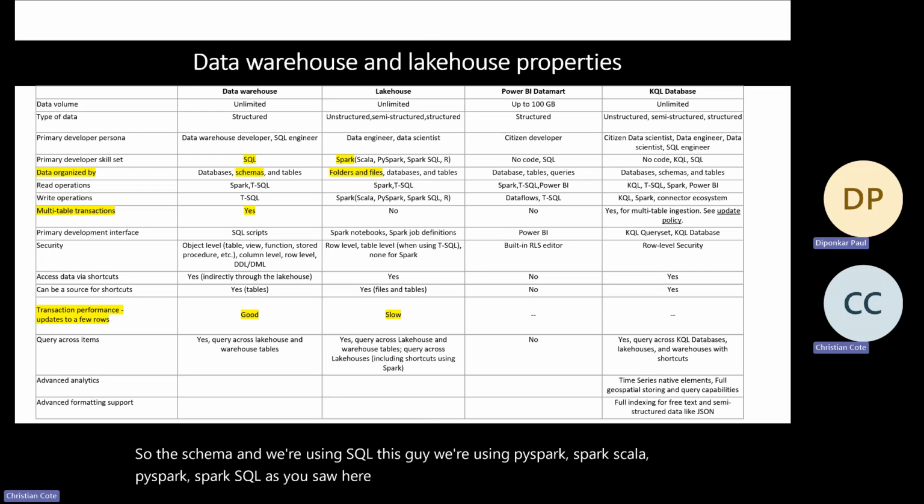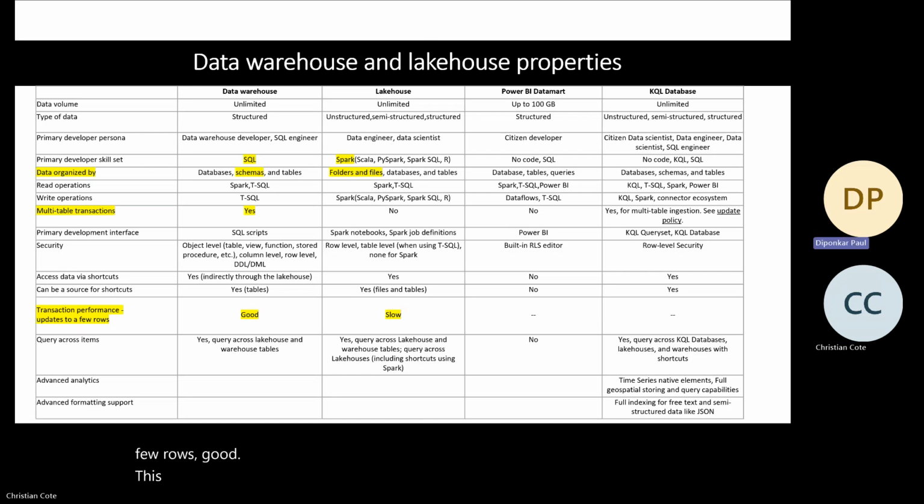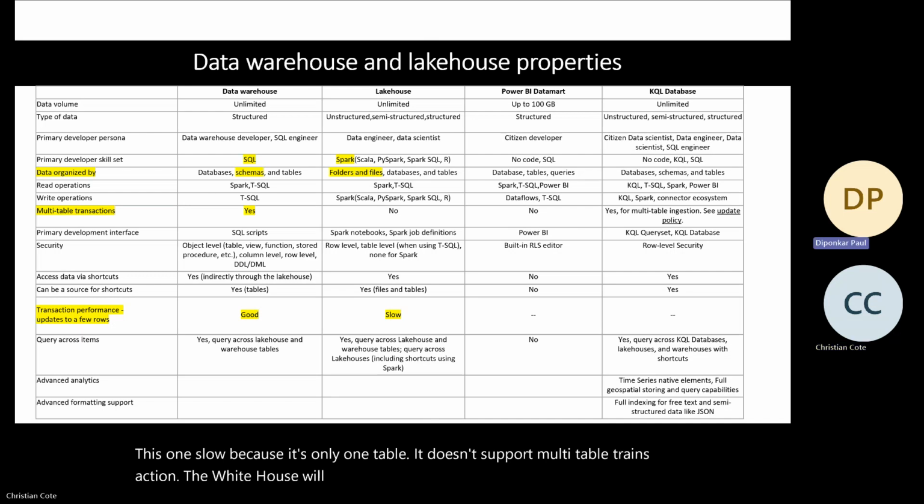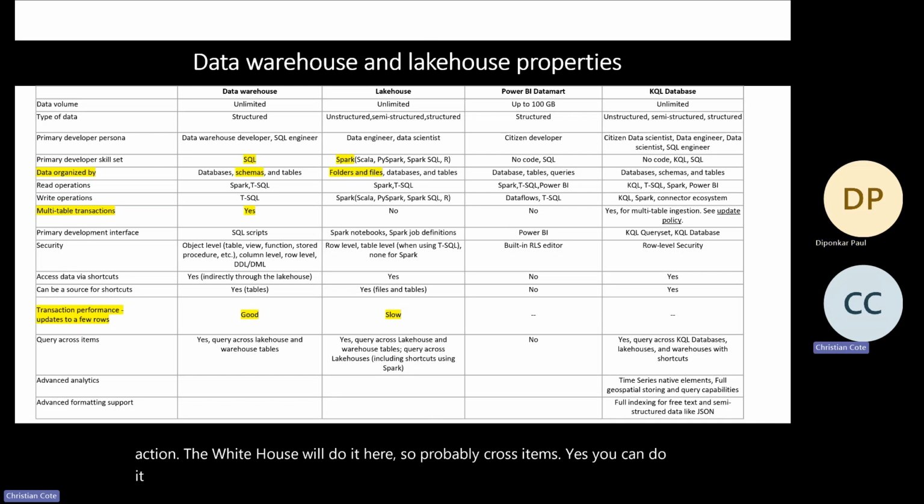So, transaction performance: update for a few rows is good. This one is slow because it's only one table. It doesn't support multi-table transactions. The warehouse will do it here. So you can query across items with all of them, not Power BI, the data mart.